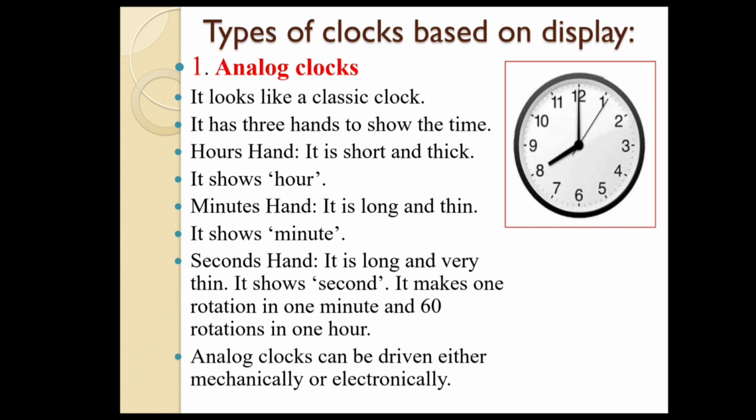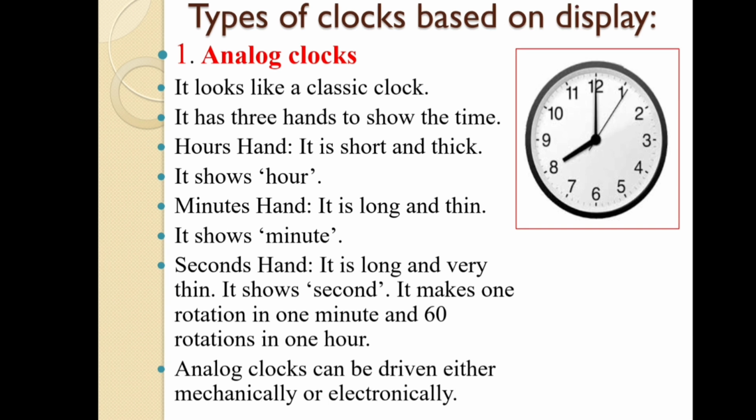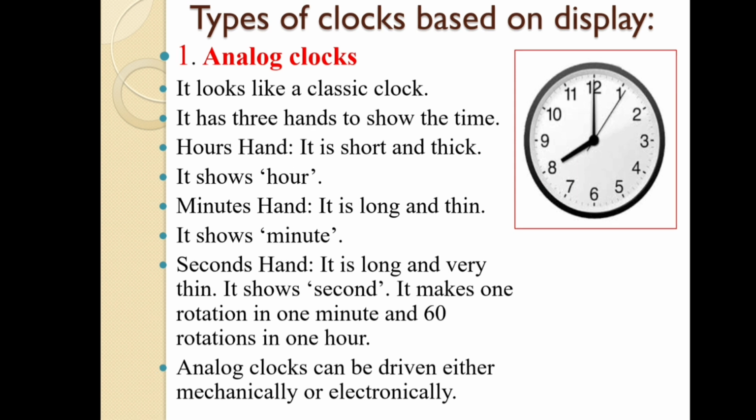So these are the things about analog clocks. What is an analog clock? It looks like a classic clock. It is a high quality clock and it has three hands to show time. The hour hand shows hours. The minute hand is long and thin, it shows minutes. The second hand is long and very thin, it shows seconds.